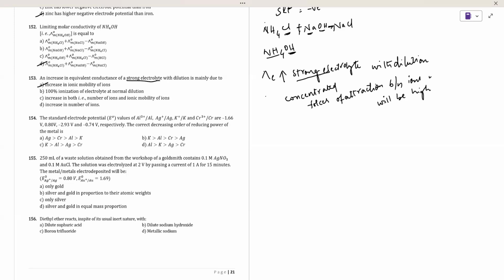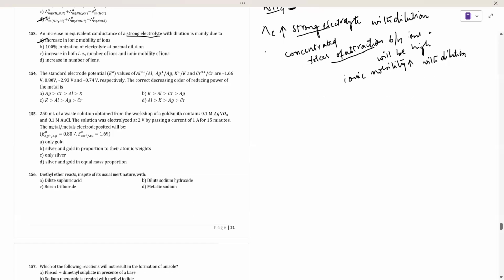Now, on dilution, what will happen basically? These forces of attraction between ions will decrease, and hence the ions can start moving freely, and hence ionic mobility increases. Ionic mobility increases with dilution. So hence this would be the reason for the increase in the equivalent conductance of a strong electrolyte with dilution. So option A only is correct.